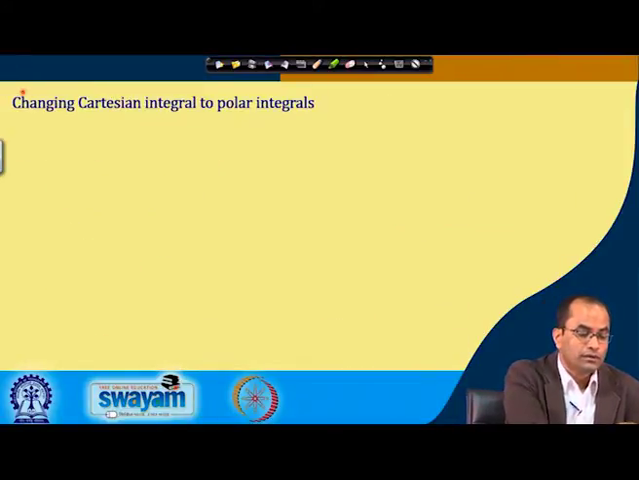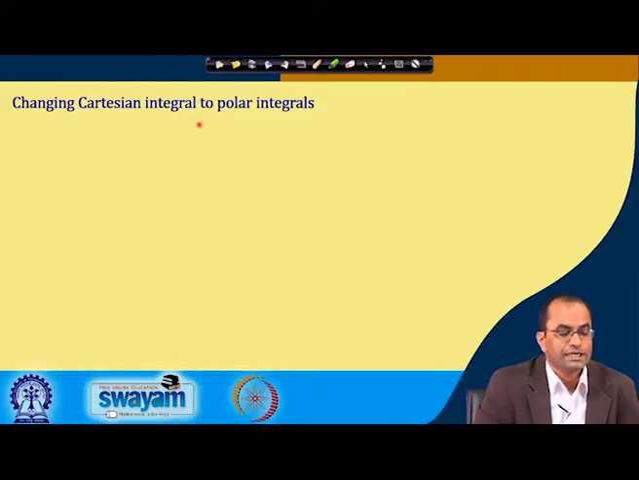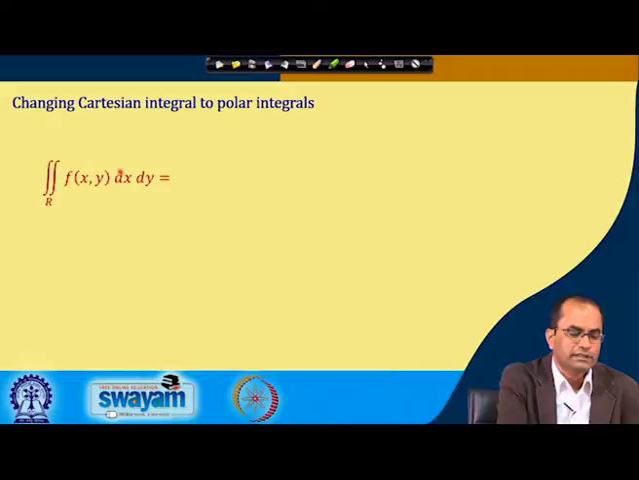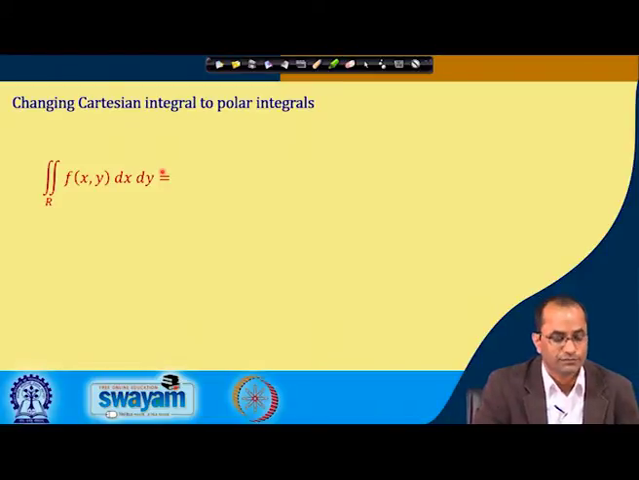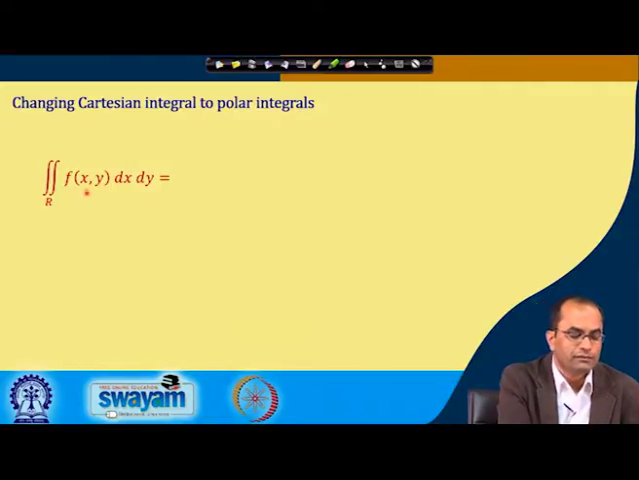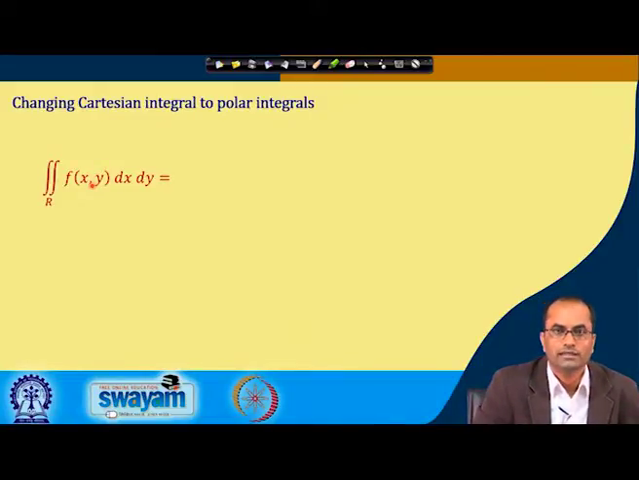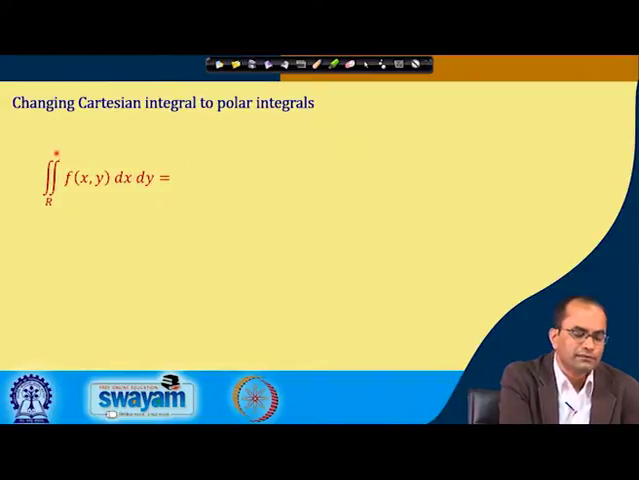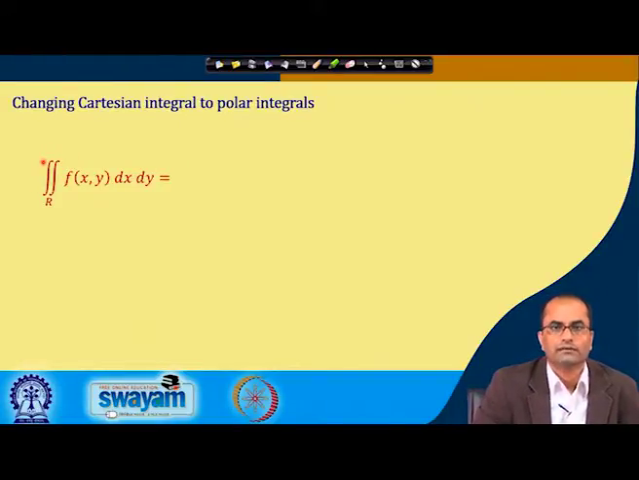Well, so now we will see how to change the Cartesian integral to polar coordinates, though we have already discussed how to write the integral in polar coordinates. So, suppose the integral is given in Cartesian coordinates, f of x y dx dy, over some region R. To convert into the polar form, we will replace x by r cos theta, y by r sin theta, and dx dy will be replaced by r dr d theta, and then corresponding to r and theta we have to place the limits that cover the region R.